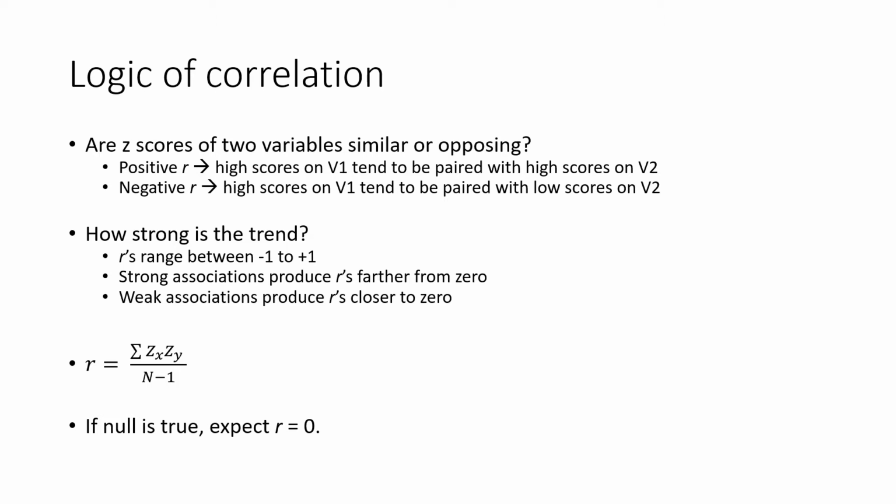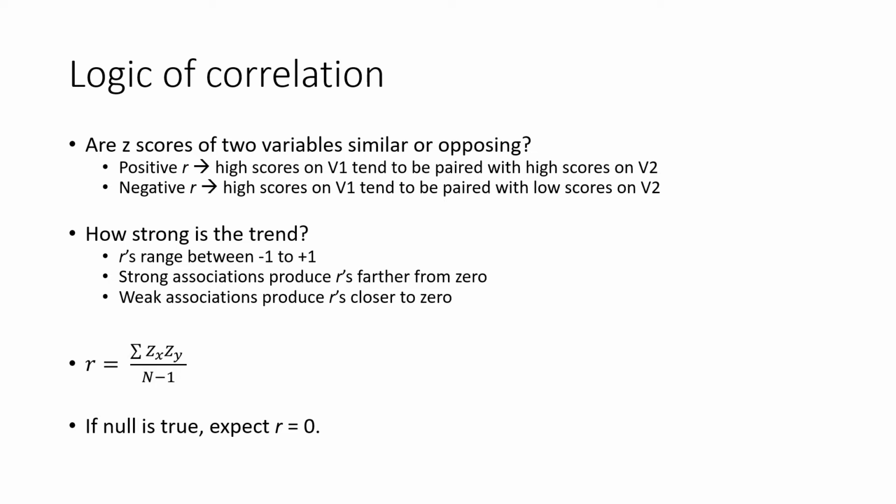So again, what you're looking for here, I'm going to get my pointer out. What you're looking for here when you get the correlation is the direction of the association. And again, if one variable tends to have a high score and the other one also tends to have a high score, that's going to give you a positive correlation. If one variable tends to have a high score and the other one has a low score, that would give you a negative. So that's the direction, positive or negative.